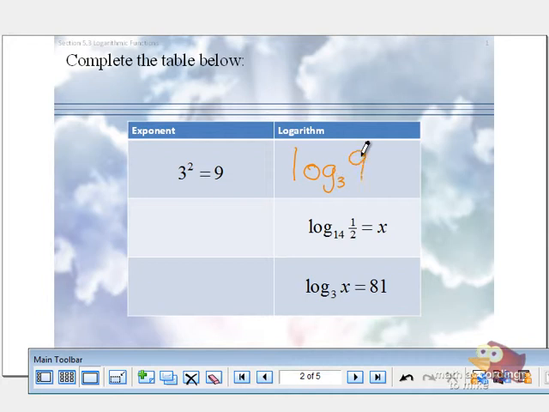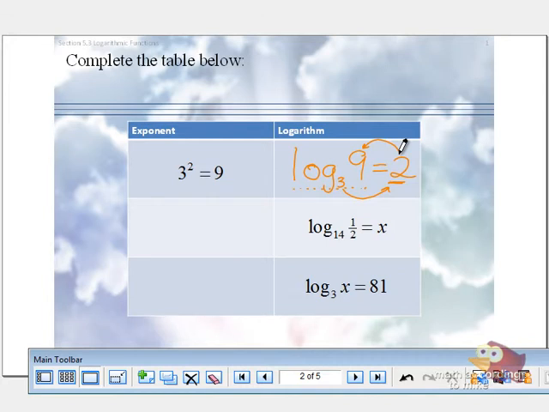9 equals 2. The logarithm equals the exponent of the base that gives you the argument. 2 is the exponent of 3 that gives you 9. 3 raised to what power gives you 9? 2. So a lot of students like to do this thing. 3 to the second is 9. I'm fine with that. It's visual.